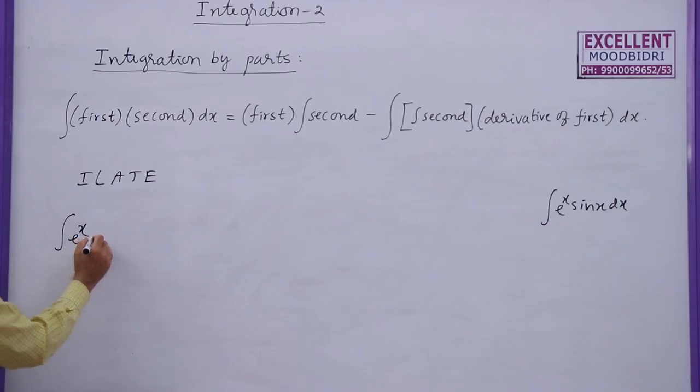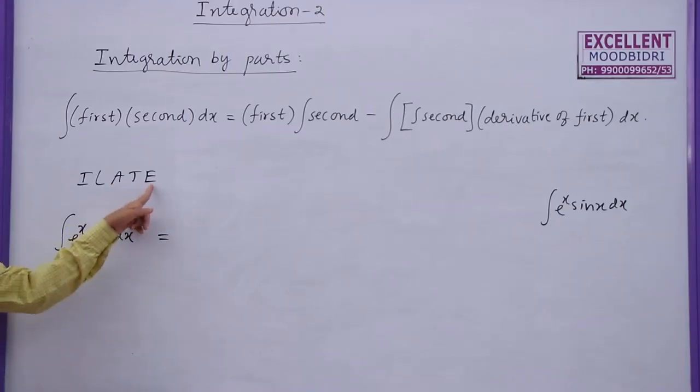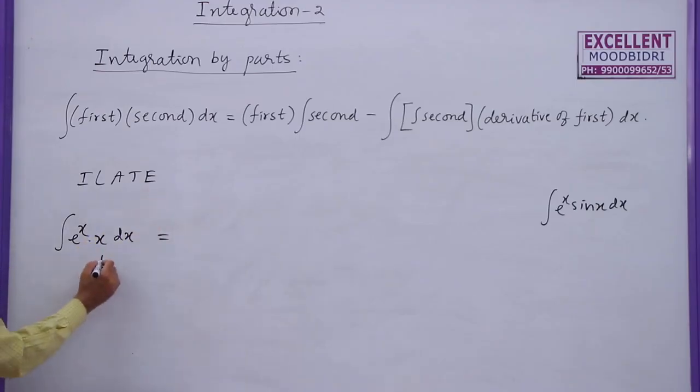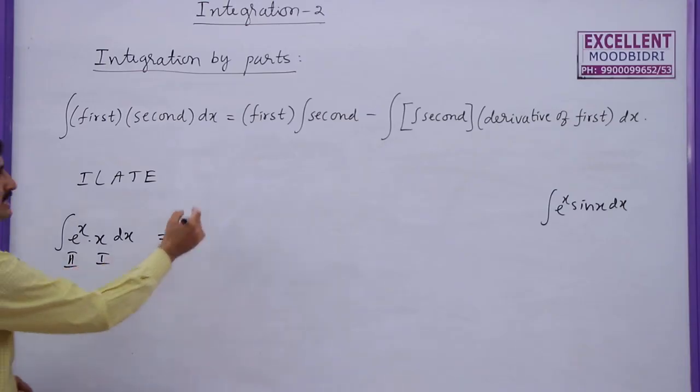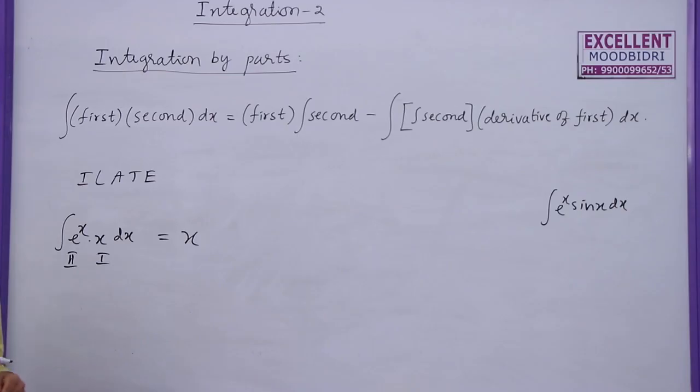Integration of e power x into x dx. Let us integrate. Now e power x is an exponential function, x is an algebraic function. Here A appears before E, therefore the first function is x, because algebraic appears before exponential function. So e power x is the second function. Now integrate: first function, that is x, into integral of second. What is the integral of e power x?